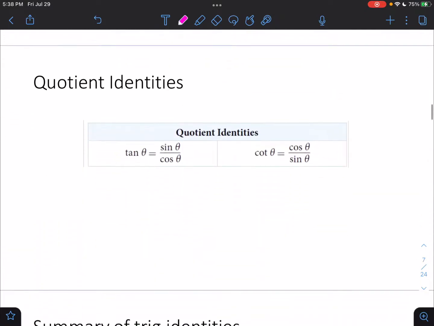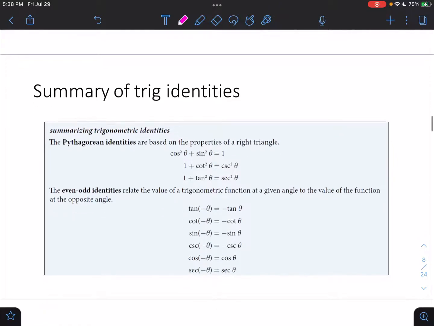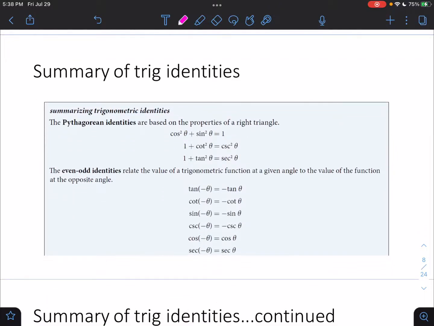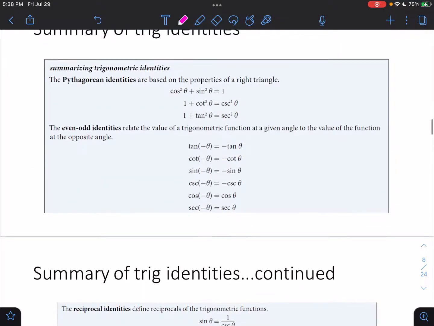Quotient identities, this is basically when you break down tangent into sine and cosine. So I would write that on the side. For a reminder, what is the quotient identity? It's basically changing it to sine and cosine. If we continue on, we have this summary. It's basically the last ones that I gave you, and the reciprocal identities, all of them together.